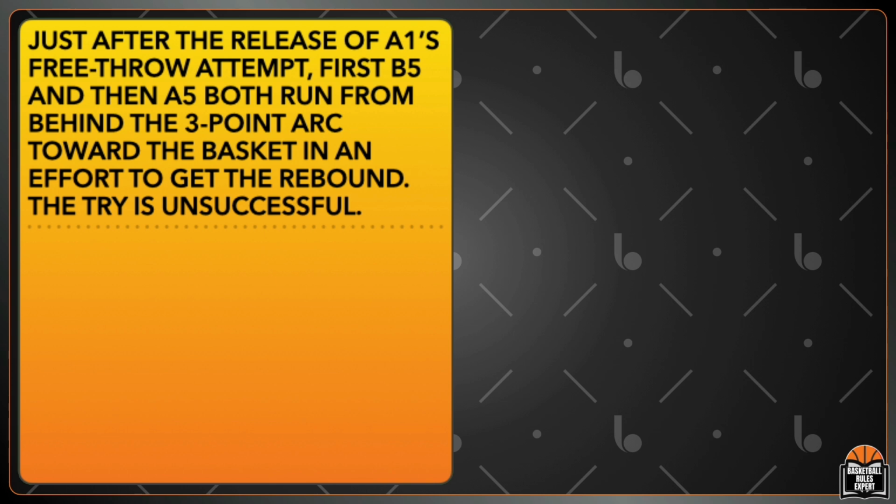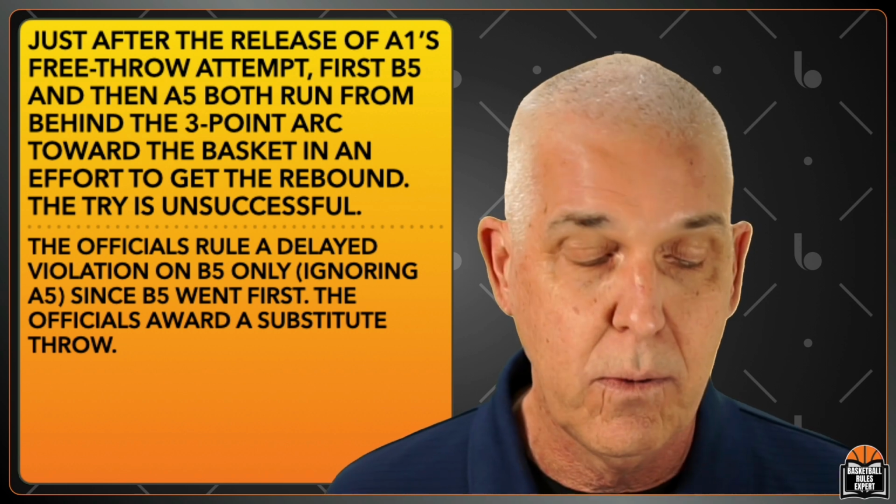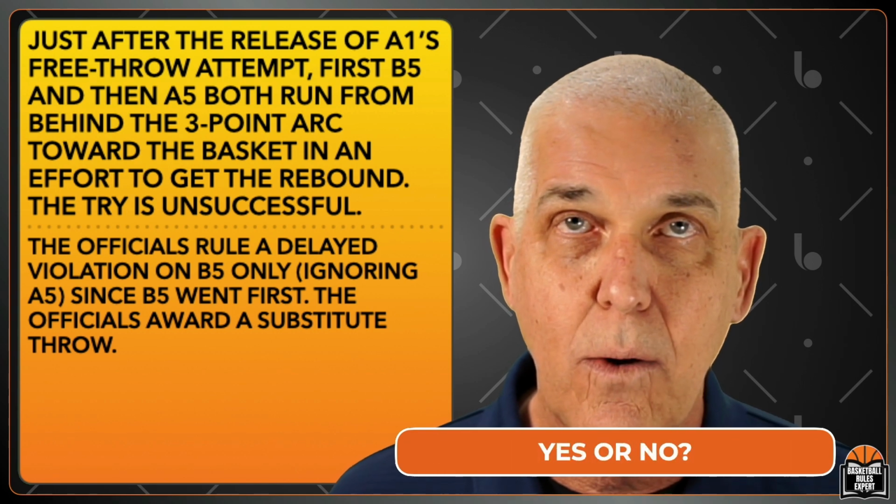Just after the release of A1's free throw attempt, first B5 and then A5 both run from behind the three-point arc toward the basket in an effort to get the rebound. The try is unsuccessful. The officials rule a delayed violation on B5 only, ignoring A5 since B5 went first. The officials award a substitute free throw. Were the officials correct? Yes or no?